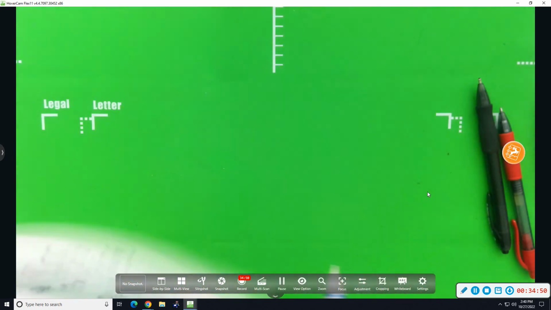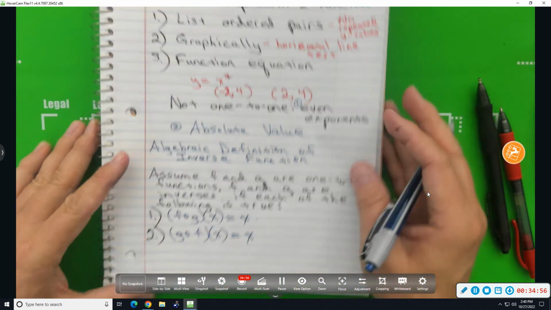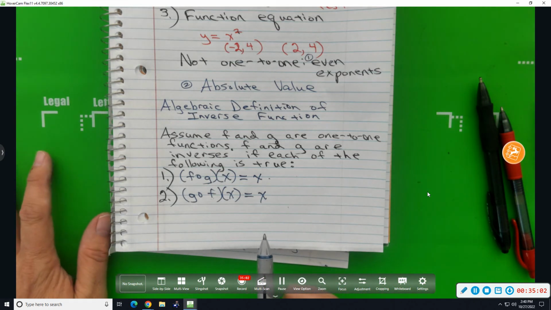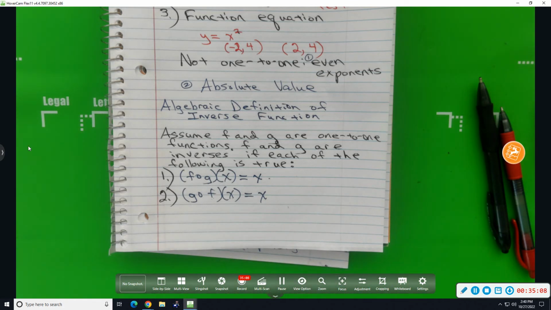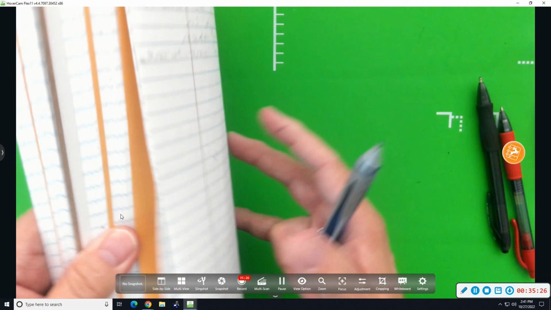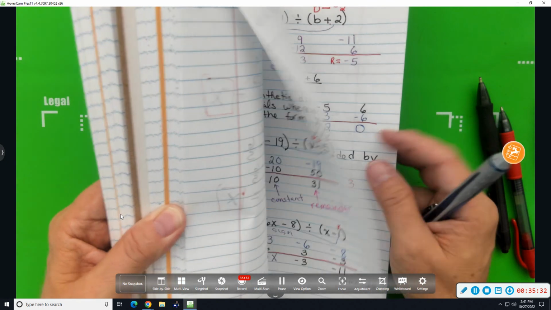Okay, hold on. Flip back. There. You see it? Operations, difference quotient, and composition. That was it. It was the assignment over operations, difference quotients, and compositions. Okay, you got it? Hold on. I recall, let me find it. Okay.